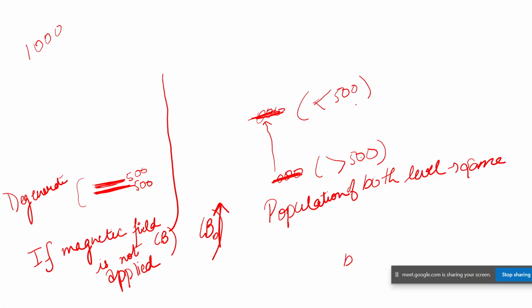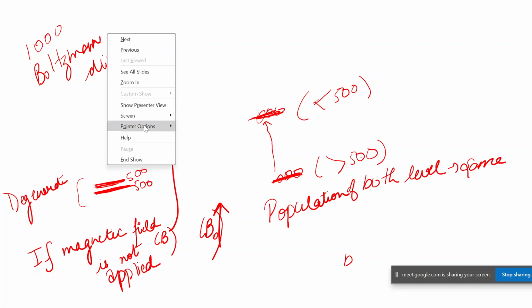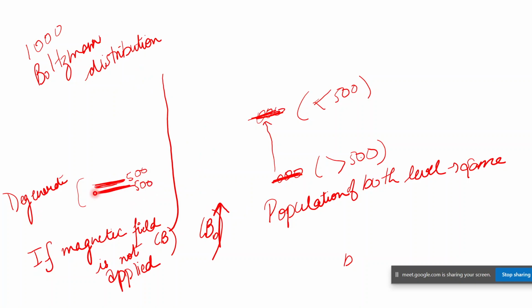So basically, what is Boltzmann distribution? There are two energy levels that are degenerate, and suppose you have 1000 molecules. So 500 will stay in the ground level and 500 will be in the upper level. As both the energy levels are degenerate, there is not much difference in the energy. And this was the condition when you are not applying a magnetic field. But when you apply an external magnetic field, then this degeneracy gets broken. So the two energy levels will have different numbers of molecules.